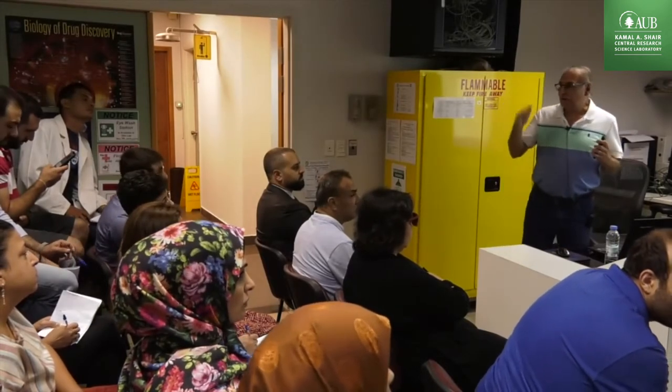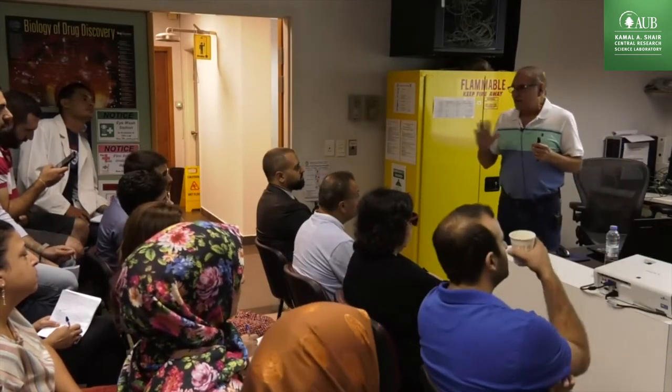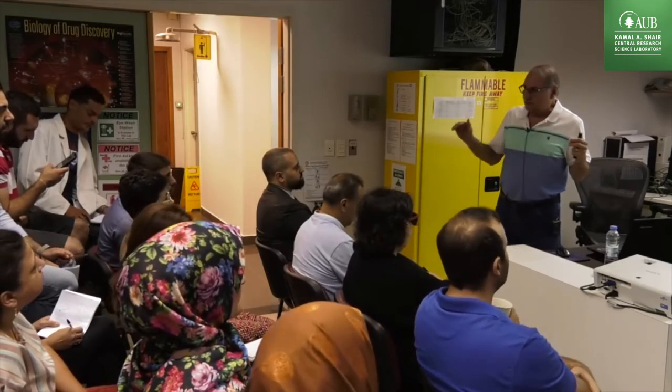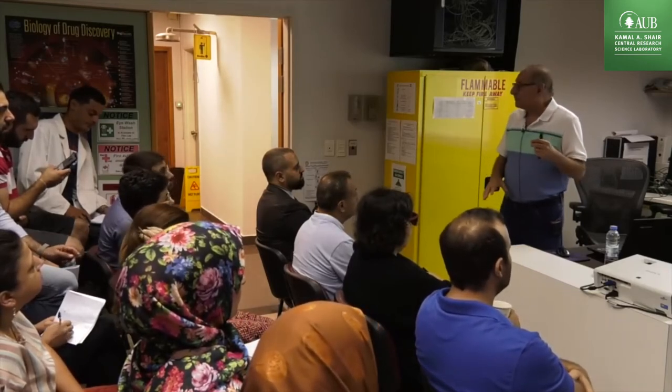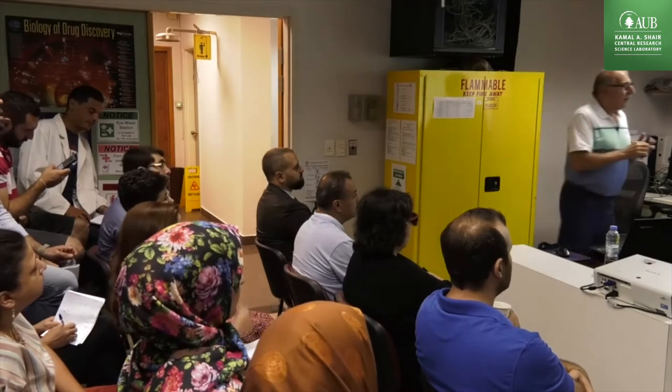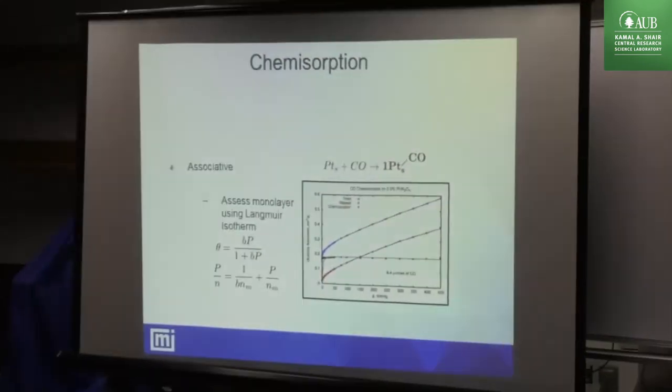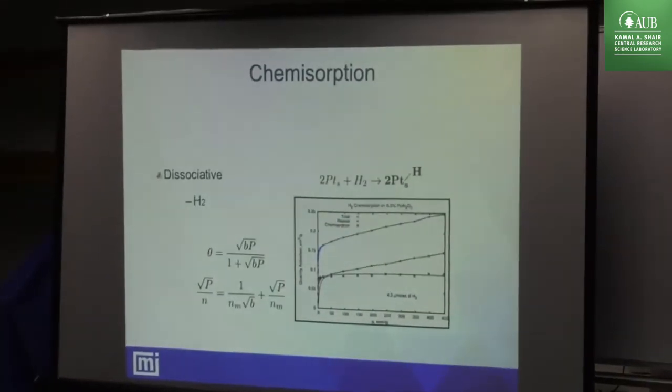The same run, you can get all the information. What I showed you is the adsorption isotherm. Once you get the adsorption isotherm, everything is calculated automatically. I also showed you the stoichiometry factor. As you can see, for CO it is 1:1. For hydrogen chemisorption it is 2.